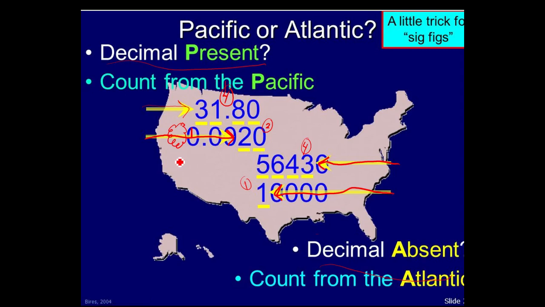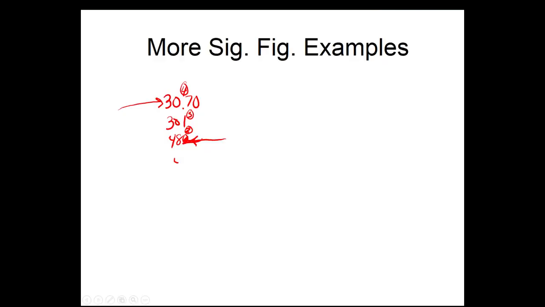480.1. Again, the 0 is between, so it counts, so that'll be all 4. So hopefully you're getting the idea.